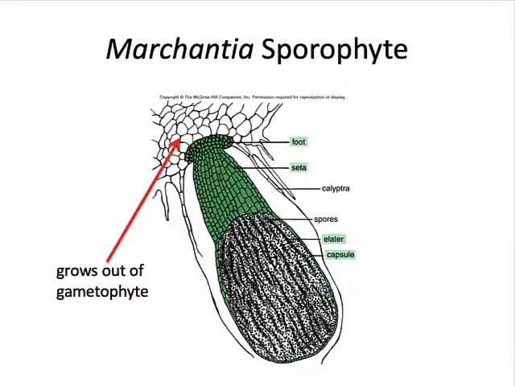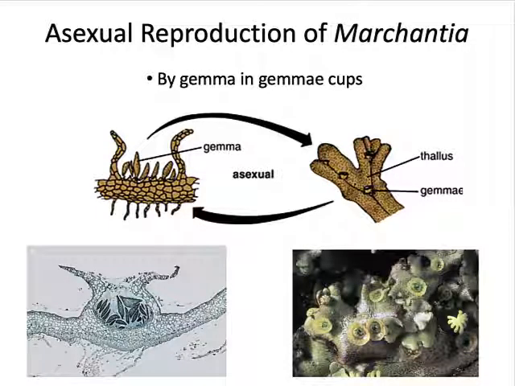Once fertilization occurs, we have the formation of a zygote. This begins the sporophyte generation, and in Marchantia, the sporophyte grows directly out of the gametophyte. Marchantia is also capable of asexual reproduction, and it does so by special little discs of tissue that live in cups. And these little discs are called gemma. These gemma can be splashed away, and then they can grow into a new thallus by mitosis.